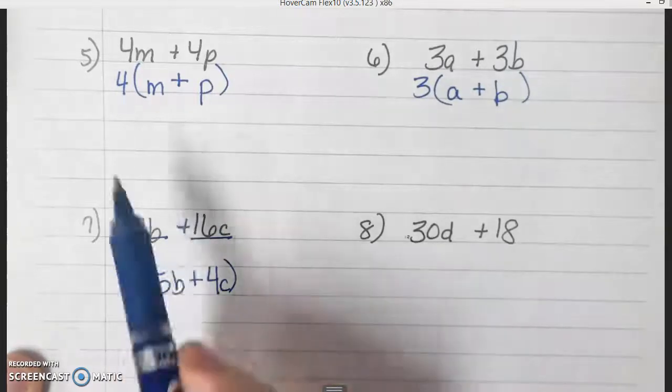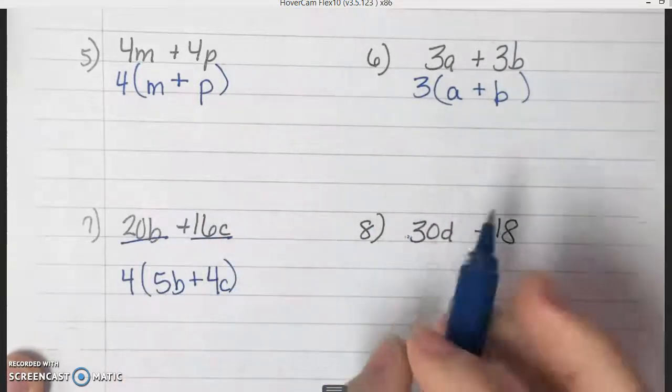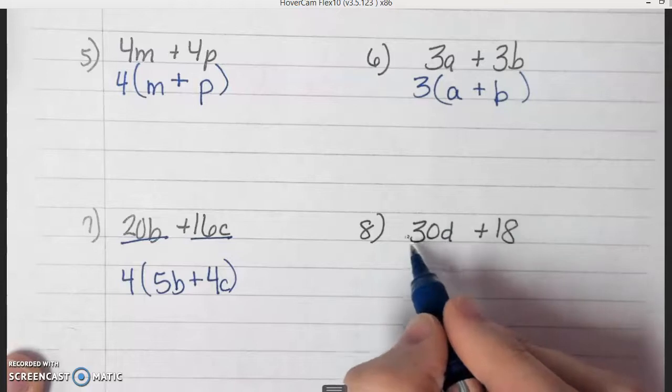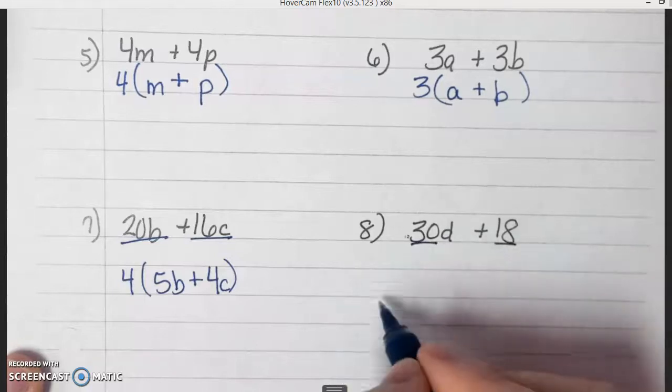So you want to make sure on these that you are using the greatest common factor. So number 8, the greatest common factor of 30 and 18 is 6.